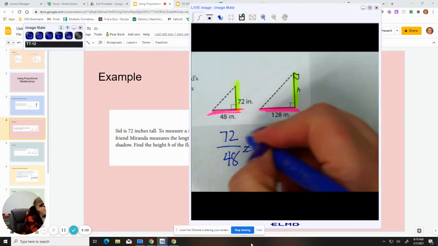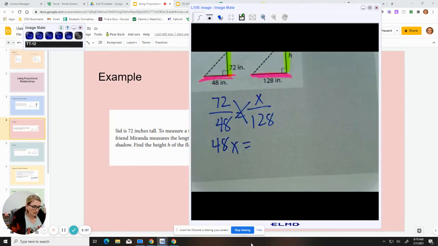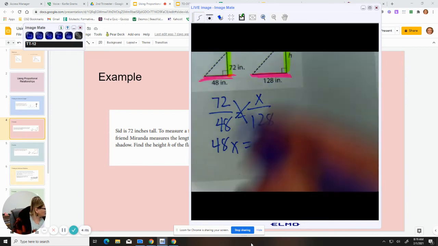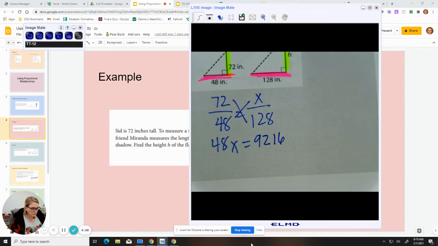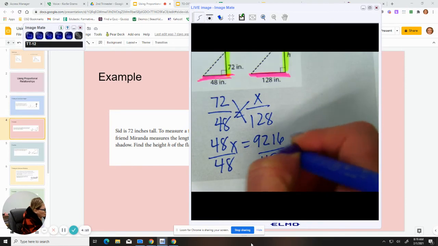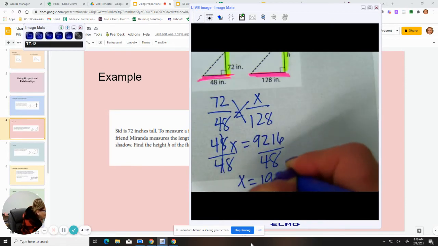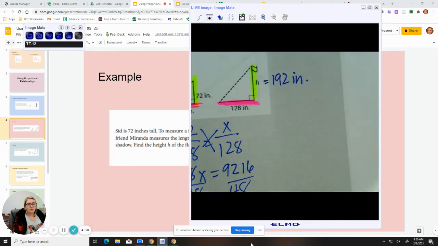So now we're going to cross multiply. 48 times X is 48X. And then we're going to take 72 times 128. We get 9,216. And we are going to divide by 48. And X is equal to 192. So that tells us that the flagpole is 192 inches. Okay, again, make sure you're remembering your units.